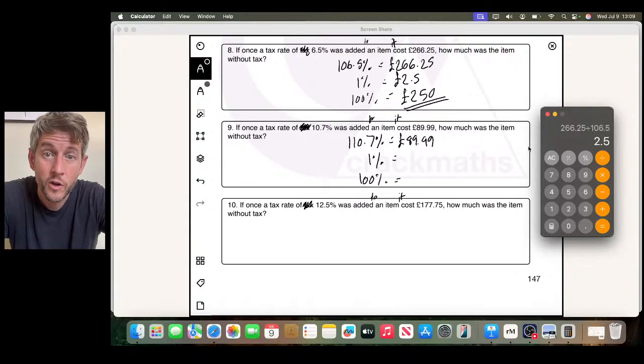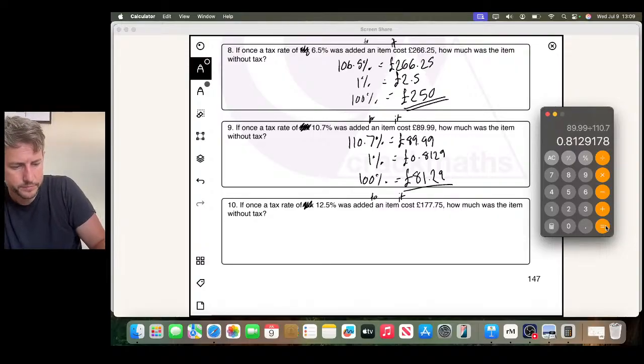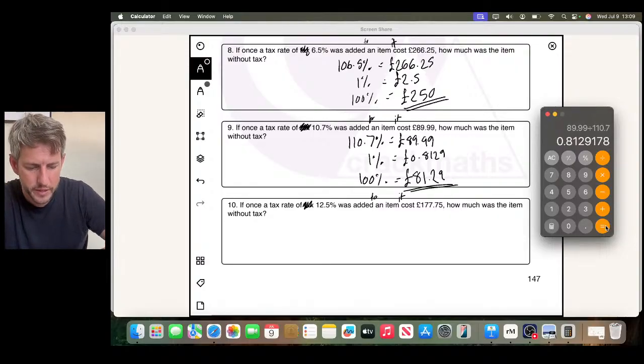So let's work these out. 89.99 divided by 110.7 will get us to 1%. So 1% is 0.8129. So 100% would be £81.29. And then lastly, we've got this one here.